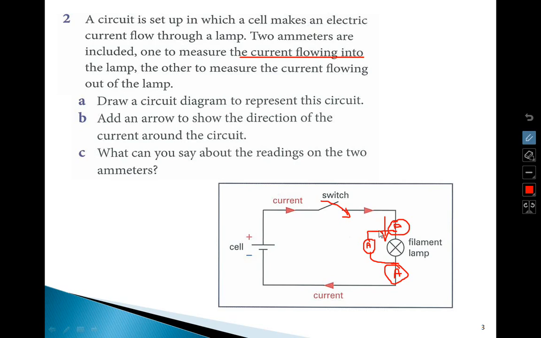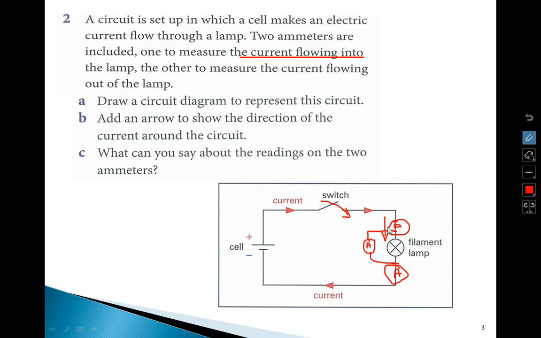Equivalent, we can put like this. We have three different ways, and they will give the same value of current I. So section A, draw a circuit diagram to represent this circuit. We have this power supply or cell. Current starts moving from positive to minus, and the switch is off to let the current move. And this is a lamp.